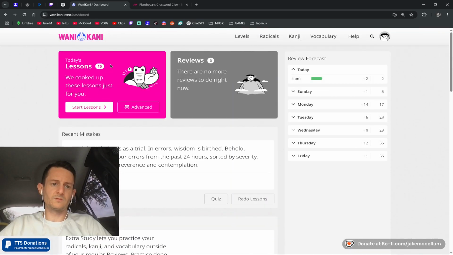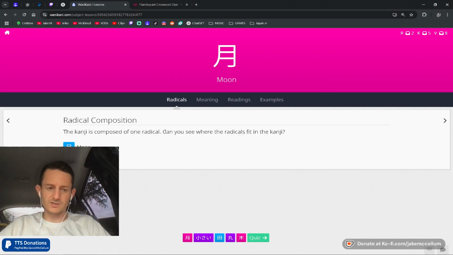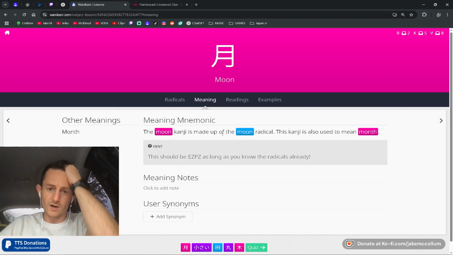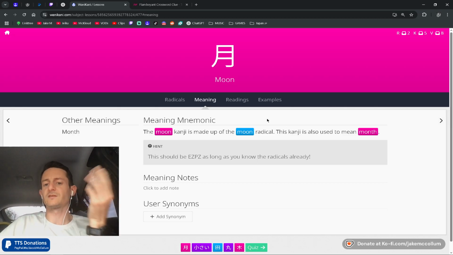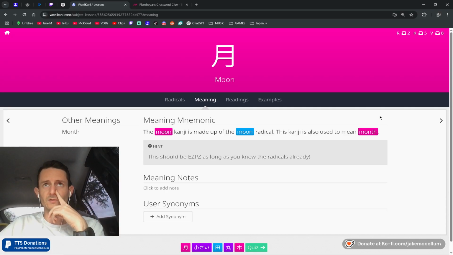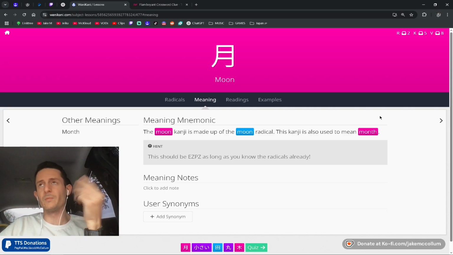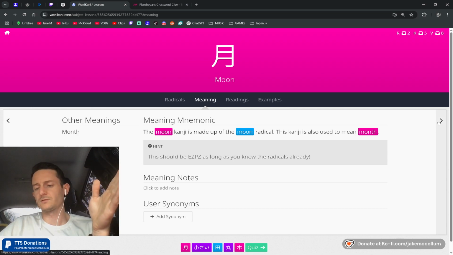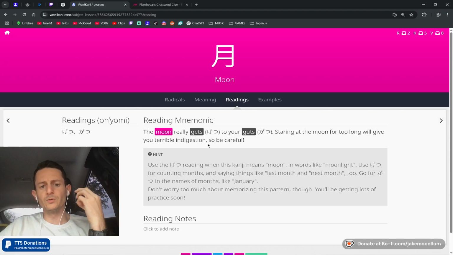I guess I could learn a couple of new ones. Let's learn 5 new kanji right now, okay? I already know moon. The moon kanji is made up of the moon radical. Makes sense. The kanji is also used to mean month, which I already know means gatsu, I believe. So like the month that I was born in, May, is the 5th month in the year. So you would say gogatsu, I believe. It would be gogatsu.